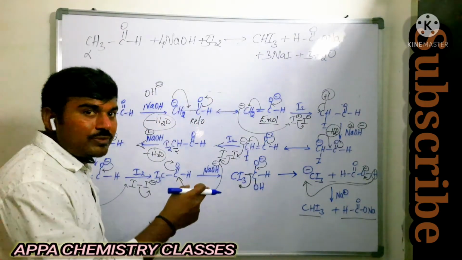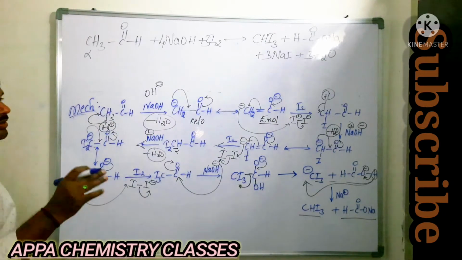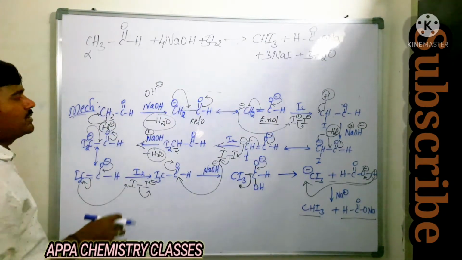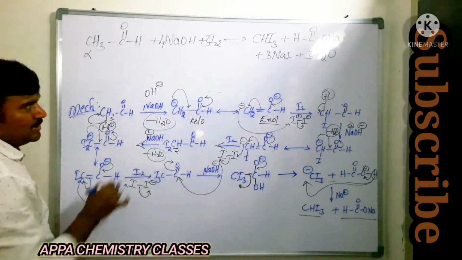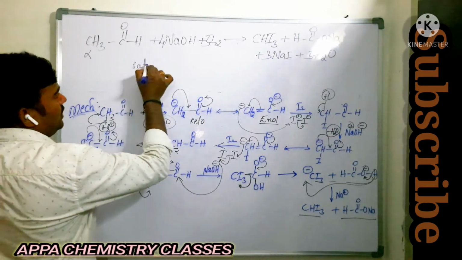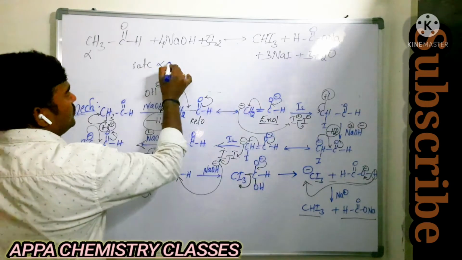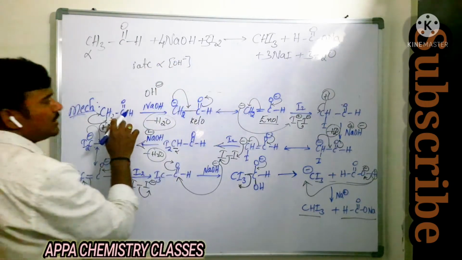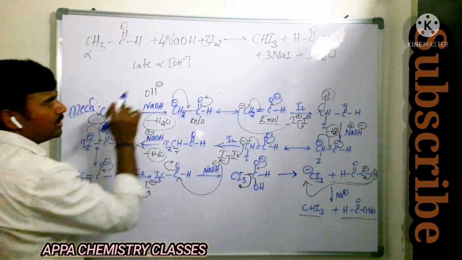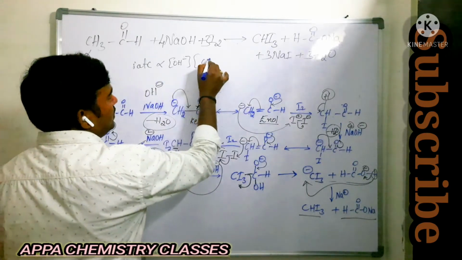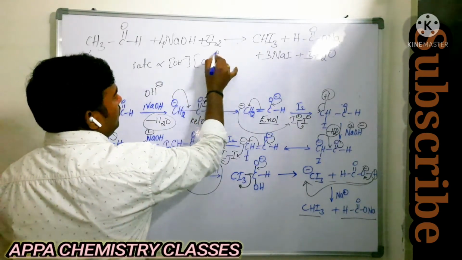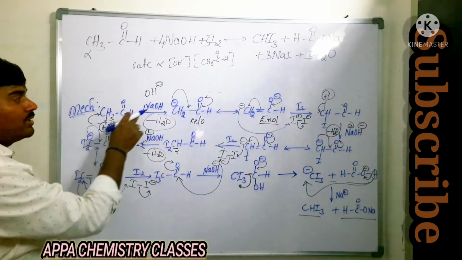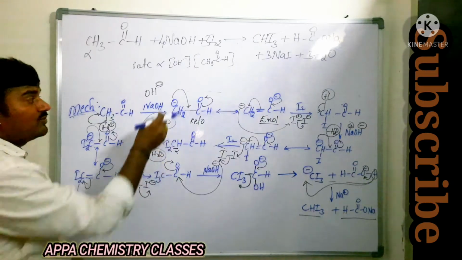Is that clear? Now we will see the rate of reaction. The rate of reaction mainly depends on the base. The rate is directly proportional to the concentration of base as well as the concentration of the alpha hydrogen containing carbonyl compound, that is CH3 C double bond O. So it is a second order kinetics, which depends on the concentration of base.